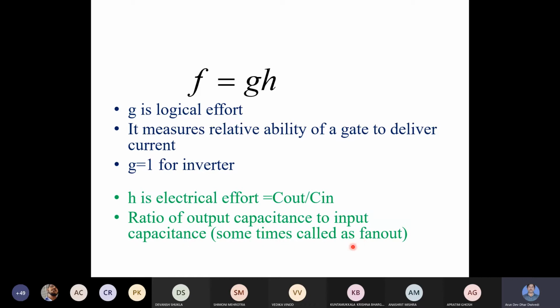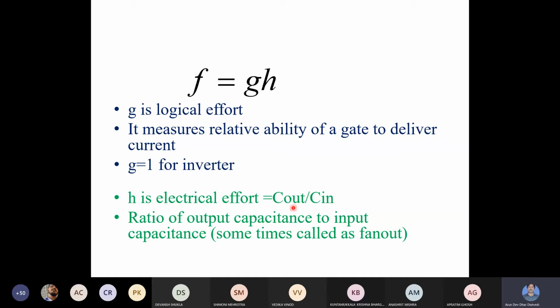Fan out means how many stages any gate can drive, that is, how many stages it can take as a load. But in terms of capacitances, it is defined as the ratio of the output capacitance to the input capacitance. So this H is called electrical effort, which is defined in terms of these capacitances, C out divided by C in.